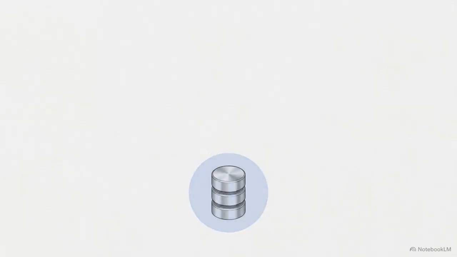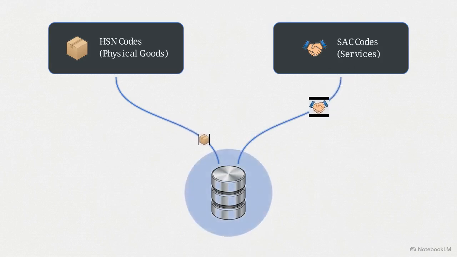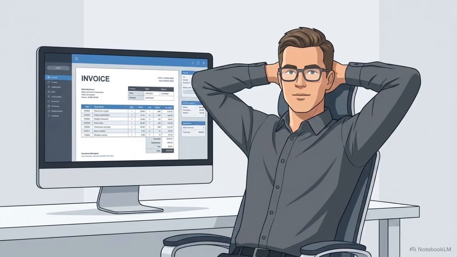This flow diagram illustrates exactly what happens during that inventory step. You input the HSN codes for physical goods or SAC codes for services, and it all funnels securely into a central database memory bank. Dedicating just 3 minutes to this initial data entry creates a highly automated architecture. From this point forward, you will never have to type those repetitive business details again.